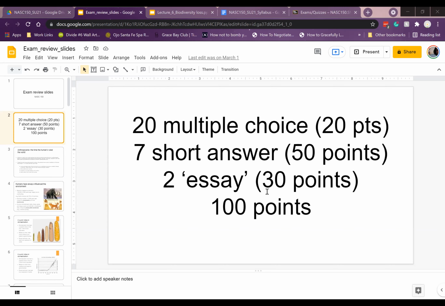But again, 20 multiple choice, 7 short answer, 2 essay questions. I will give you the essay questions beforehand. So just to let you know, you'll have the essay questions before the exam even starts. That's a pretty cool thing. Now, what you do with those questions is up to you. I know some people will write the essay beforehand, and you can do that. I will never know the difference.